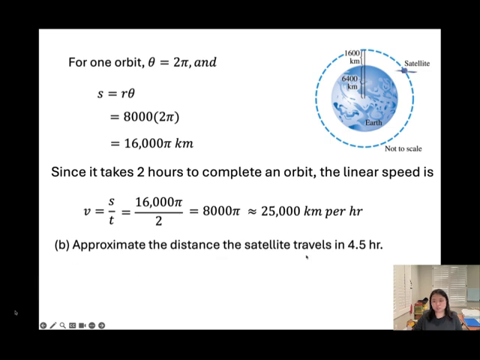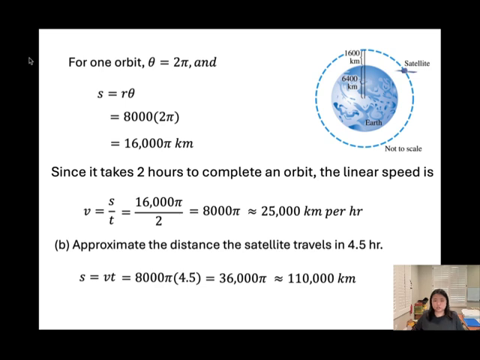Approximate the distance the satellite travels in 4.5 hours. We just calculated for each hour that the linear speed is about 25,000. Now we want to find it for 4.5 hours, so we are looking for S. We can use the same formula: S equal to V times T. V here is the linear speed per hour, and the time is 4.5 hours. Plug it in. You should get 36,000 pi, which is approximately 110,000 kilometers.